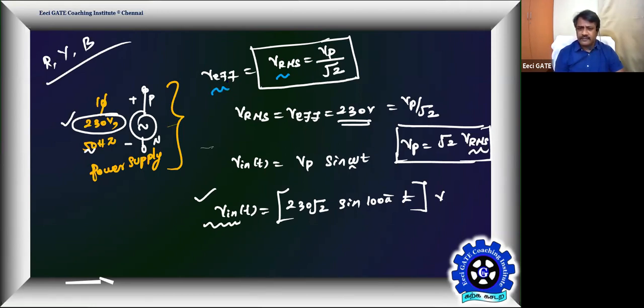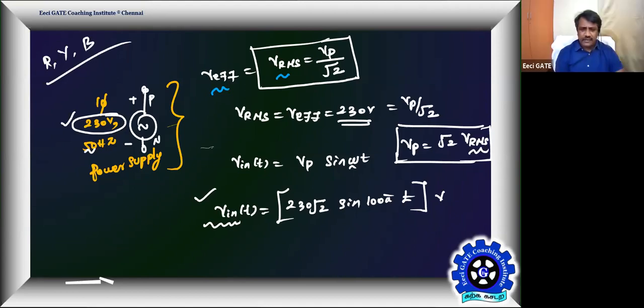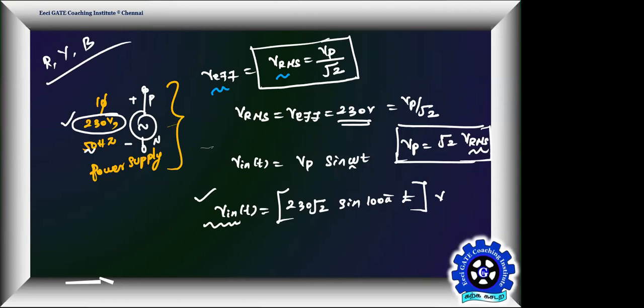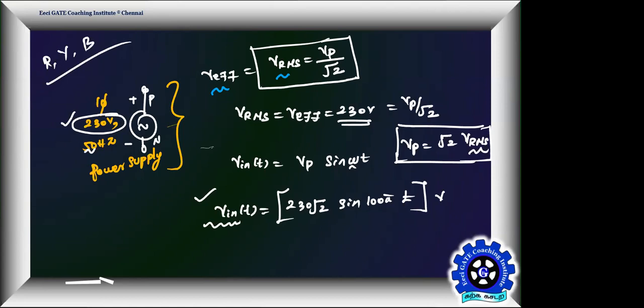Fine, clear, everyone? Yes, sir. Yes, Fadil, it's everywhere. The moment I say 230, it's by default RMS. If I say 100 volt AC, what is that 100 volt AC? Unless and otherwise it is said as peak value, by default one should take it as RMS only. Getting, Fadil?